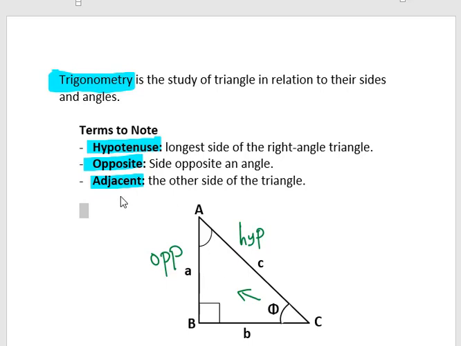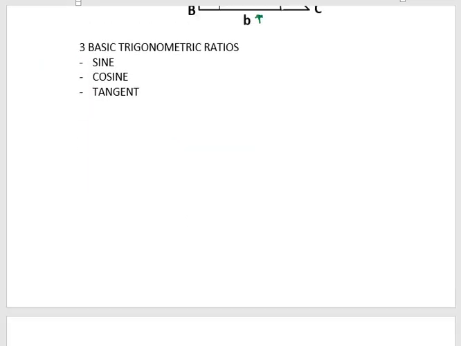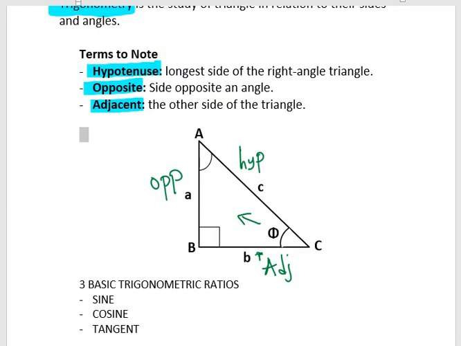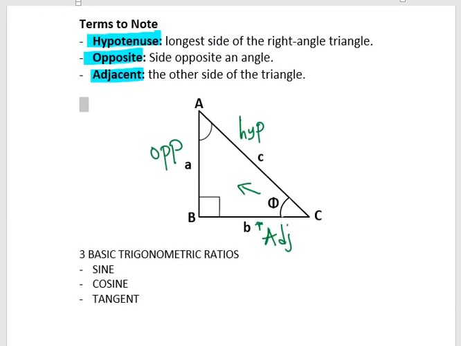Adjacent is the other side of the triangle. So here we have the other side, which is just this B. This side happens to be the adjacent. So we've explained the basic terms we're working with: hypotenuse, opposite, and adjacent. Now let's go properly into the three trigonometric ratios.